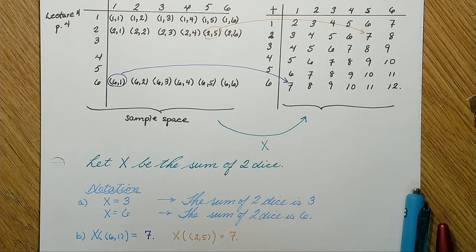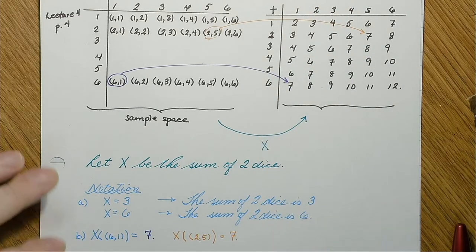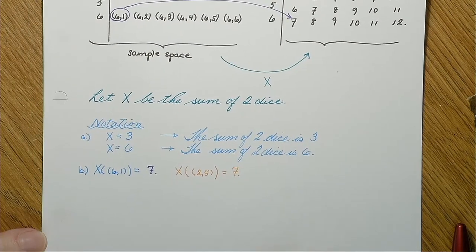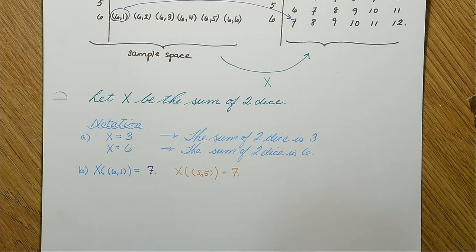Any questions so far in the chat? Okay. So basically what we've described is a function that's mapping from the sample space to some numbers.